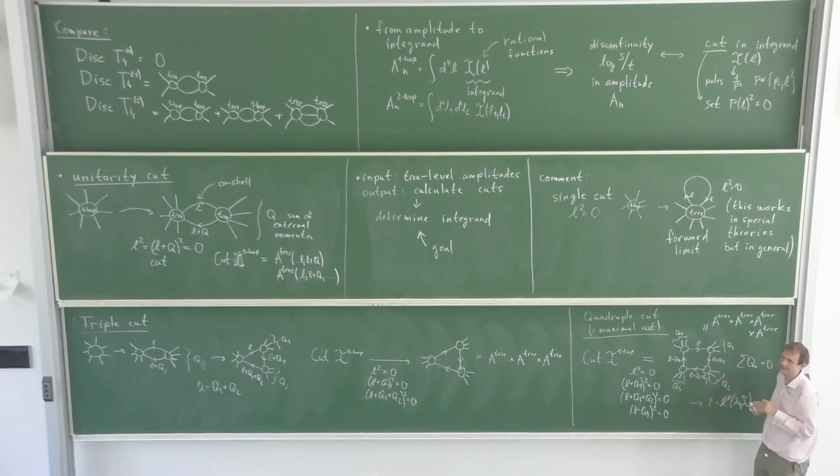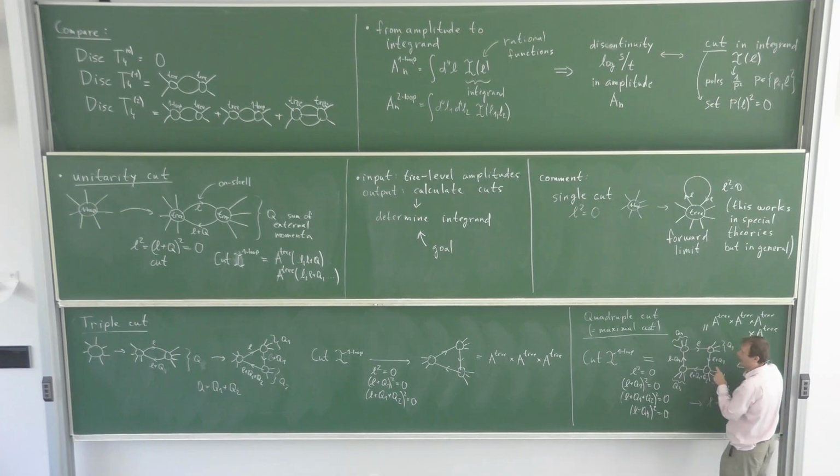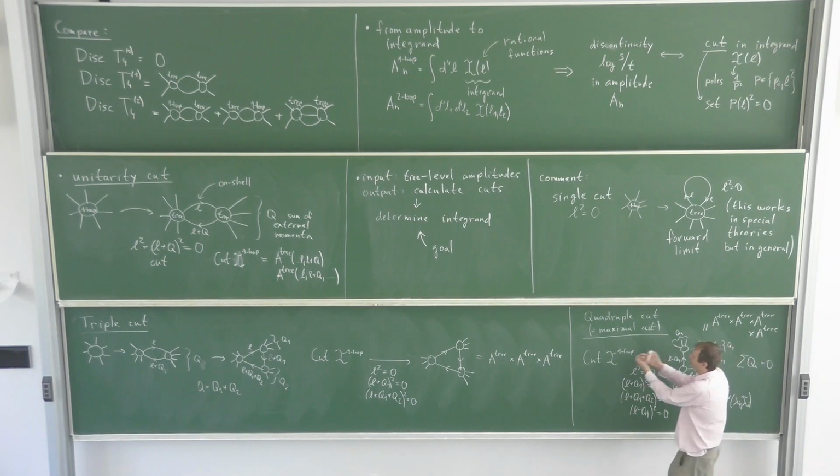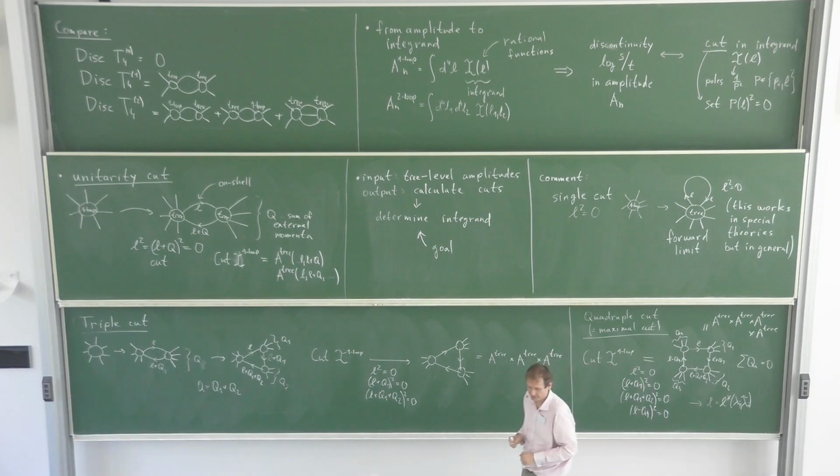If you already know the integrand, then it's just taking residues, and you should check that it's a product of trees, and that's fine, and it will work. But we would like to do the opposite. We know what the trees are. I said here, this is our input. So suppose that you know all the trees. Then you can calculate all the cuts. Now, from the knowledge of the cuts, can you reconstruct back the integrand? That's the question that you would like to answer.